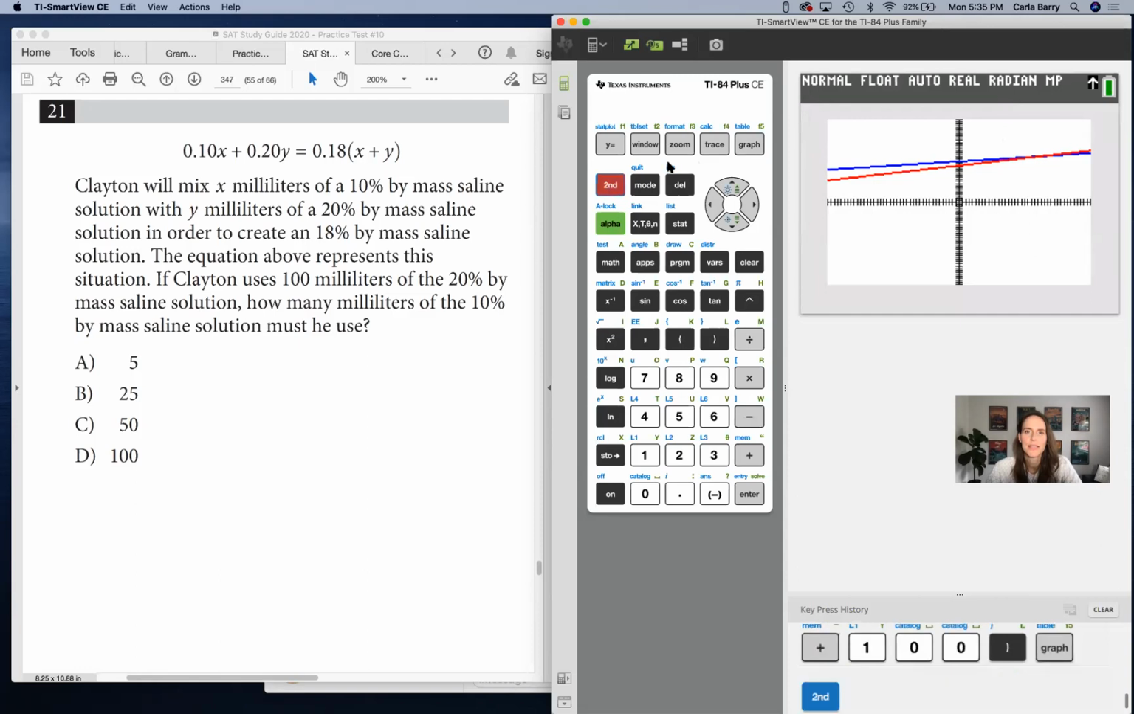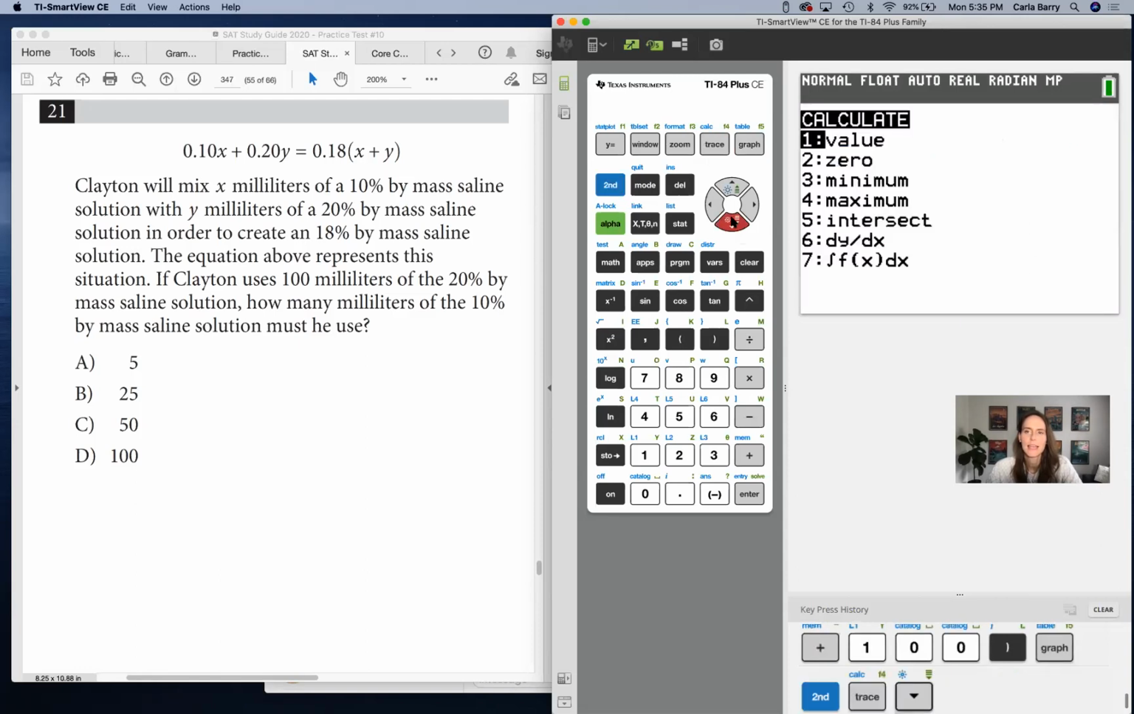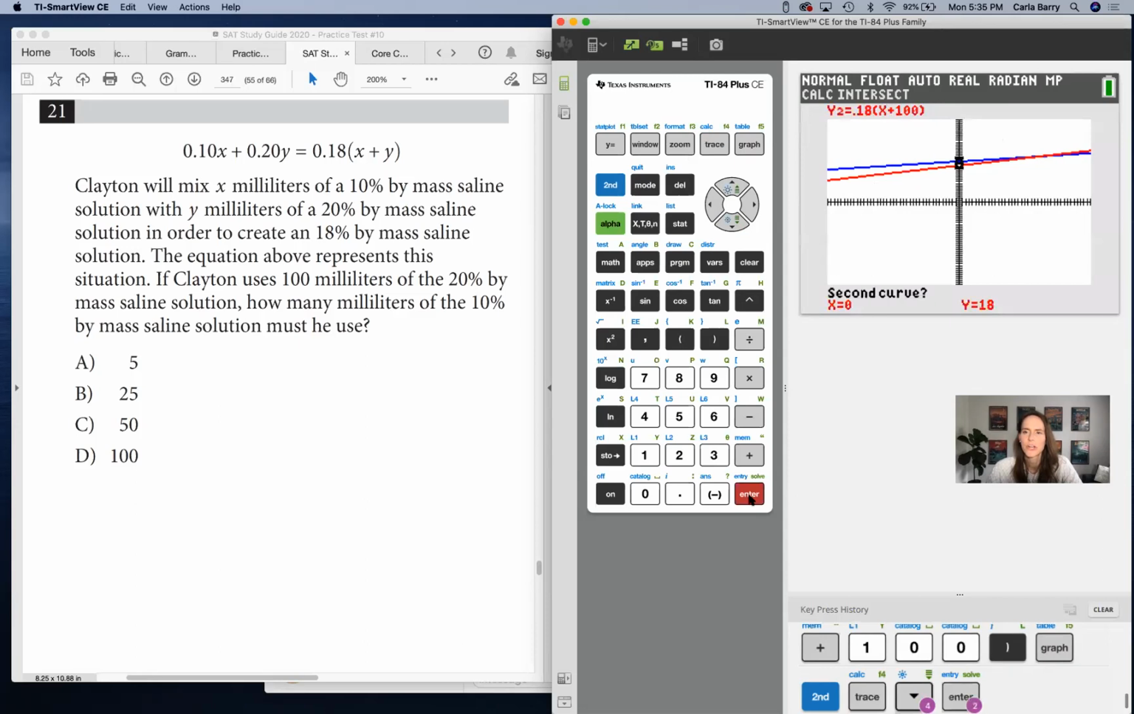So we're just going to go second trace and then go down to intersect. It's going to say first curve, second curve, and then we want to guess that point. I'm going to press enter, and our intersection occurs when x equals 25. So our answer here would be B.